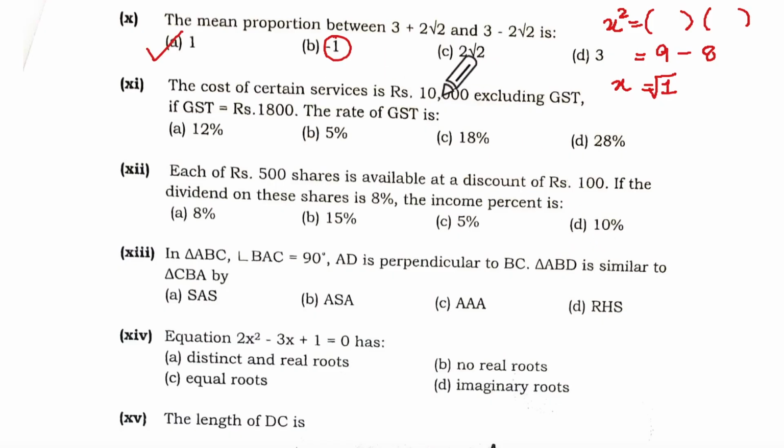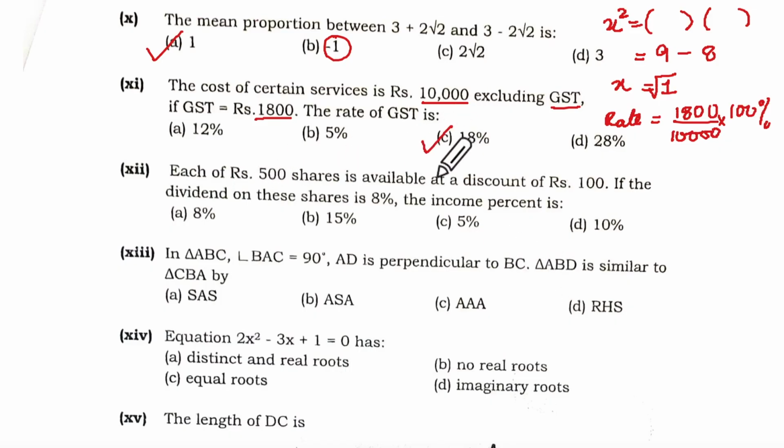Cost of certain services, this excluding GST. If GST is 1800, rate of GST. Now rate of GST is going to be 1800, that is GST, upon the cost of it, which is 10,000 only, no? Yes. 10,000 multiplied by 100%. So it will be 18%, yes.